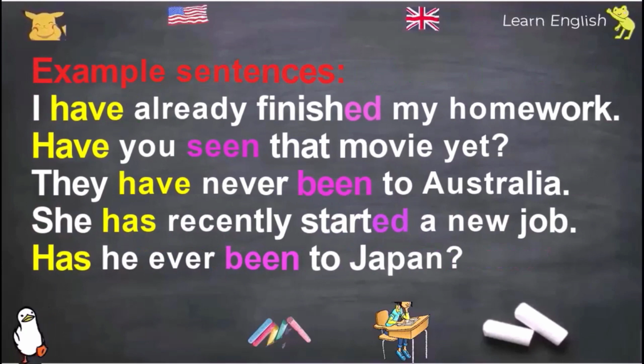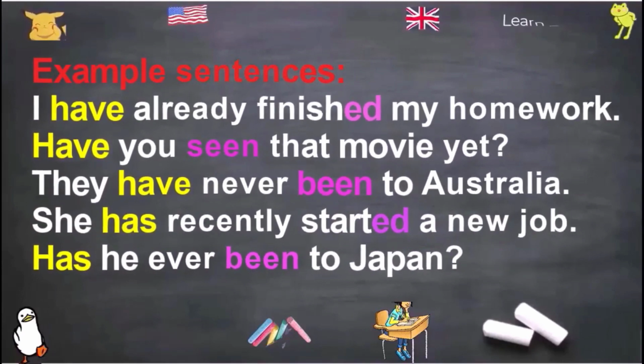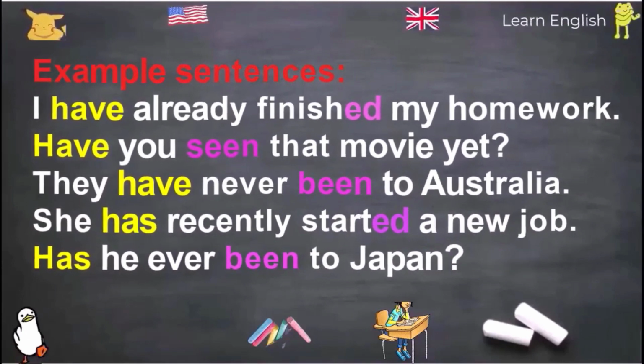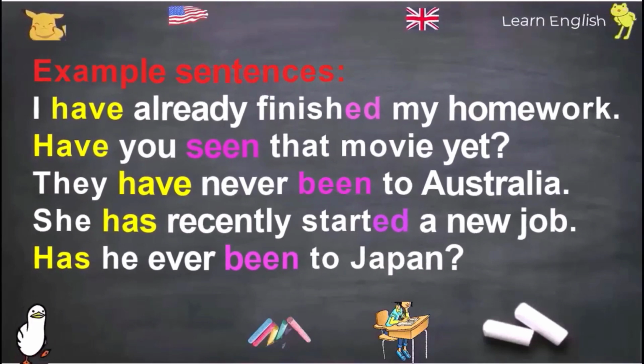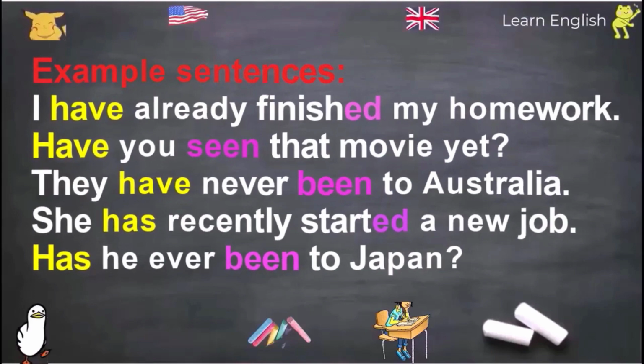Example sentences. I have already finished my homework. Have you seen that movie yet? They have never been to Australia. She has recently started a new job. Has he ever been to Japan?